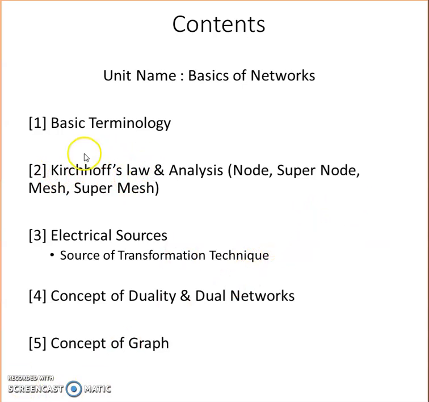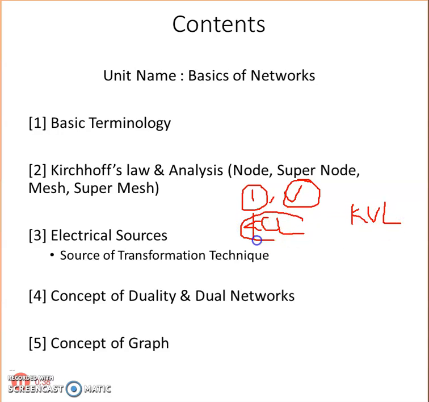So first, we are going to see Kirchhoff's law. What is Kirchhoff's law? It consists of two things: one is Kirchhoff current law, denoted as KCL, and another is Kirchhoff voltage law, denoted as KVL. What is KCL? They may ask you this question. KCL: summation of I is equal to 0. What about KVL? Summation of V is equal to 0.